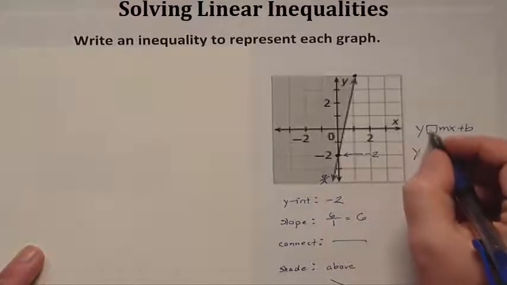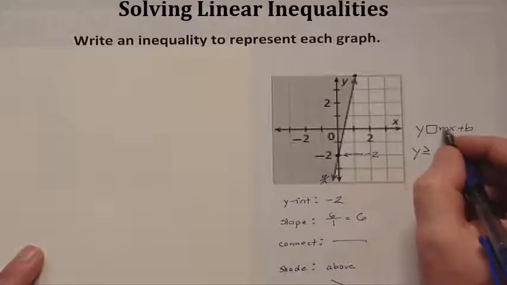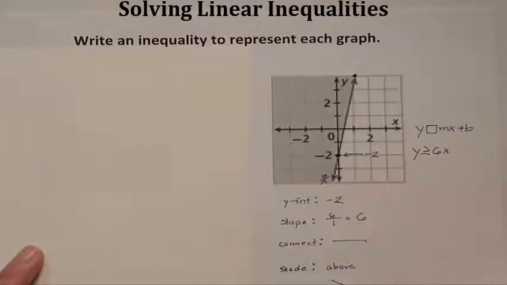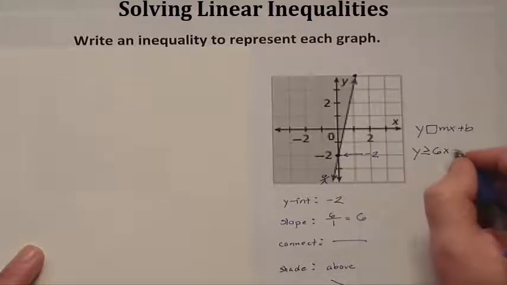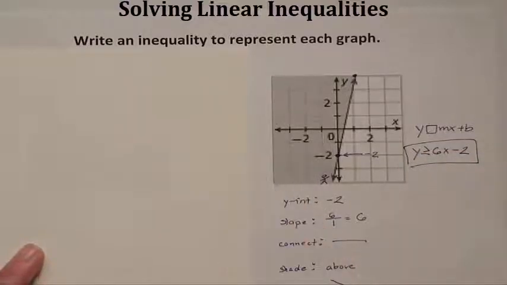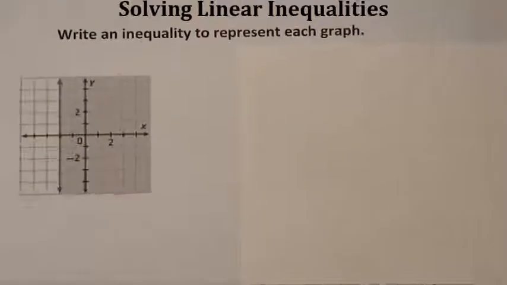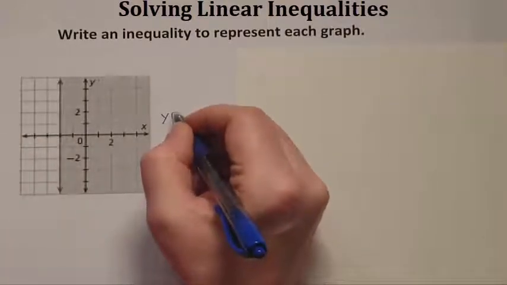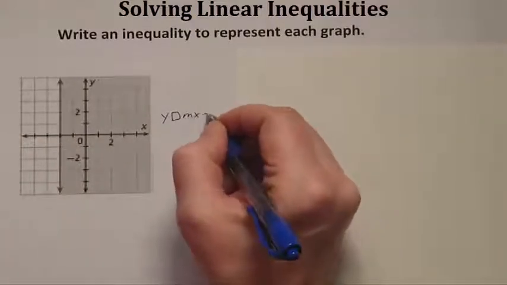I need y, my inequality statement. My m is my slope, which was 6. If that is the slope, it needs to be stuck to x. And I'm supposed to add my y-intercept. My y-intercept is a -2. So here is my inequality statement for the graphed equation. Somehow I need to turn this into a y inequality mx plus b statement.